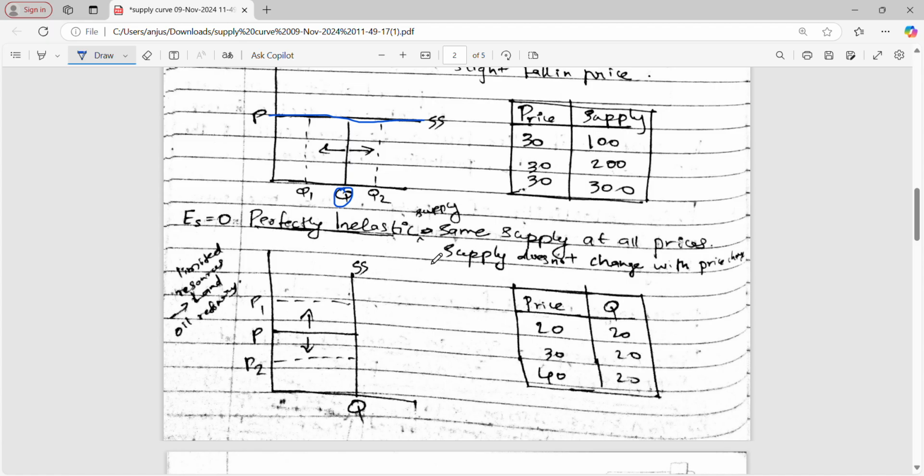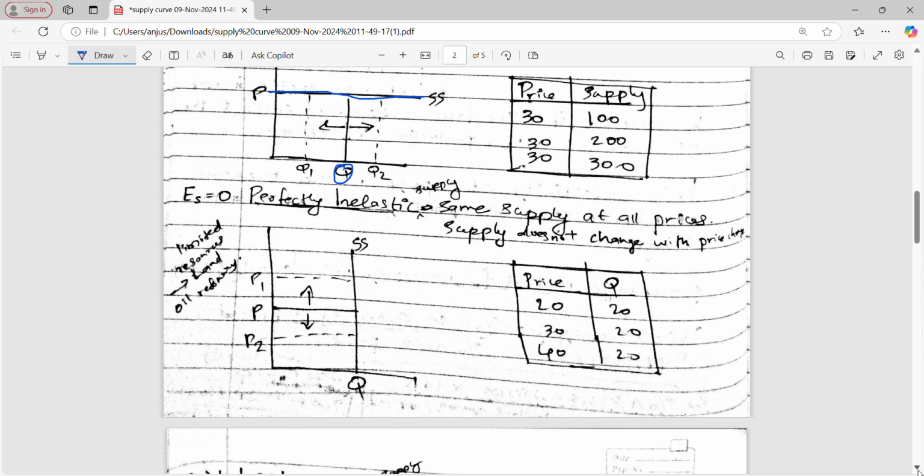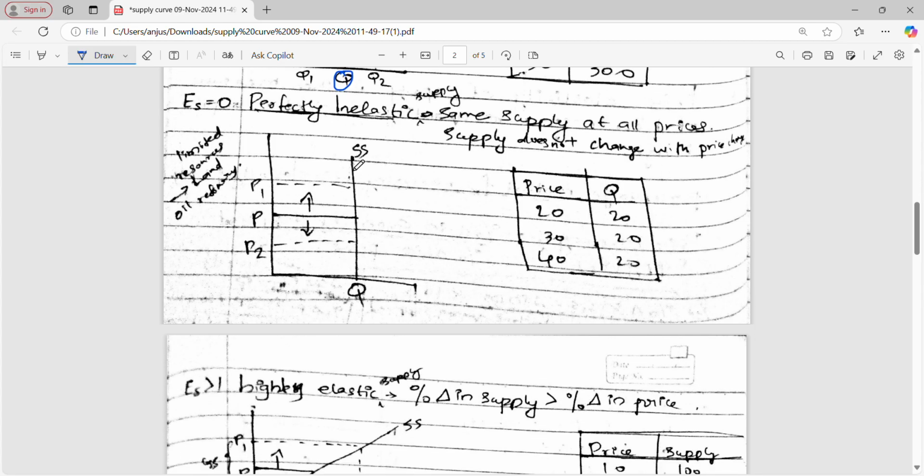Next is perfectly inelastic supply. Here the elasticity will be equal to 0. That means whatever the price may be, quantity supplied will be the same. Supply doesn't change with price change. So in perfectly elastic supply, however the supply increases, price will not change. In perfectly inelastic supply, the supply is not changing but the price is, sometimes increasing, sometimes decreasing.